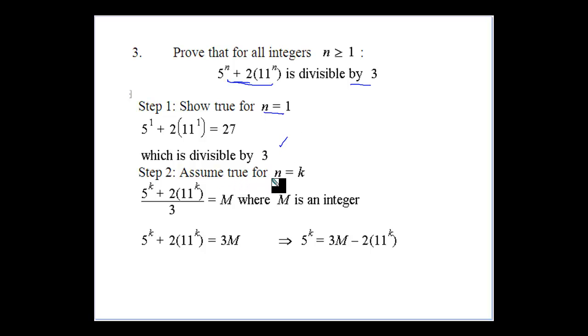Now we're going to assume it's true for n equal to k, so we substitute k in there. If it's going to be divisible by 3, we could take our whole statement, divide it by 3, and it's going to equal some number m, where m is an integer. Again, rearrange it to suit your own needs. So 5 to the power of k plus 2 times 11 to the power of k is equal to 3m, or 5 to the power of k is equal to 3m minus 2 times 11 to the power of k. You could rearrange it with 11 to the power of k equals, but I think it's probably easier this way.